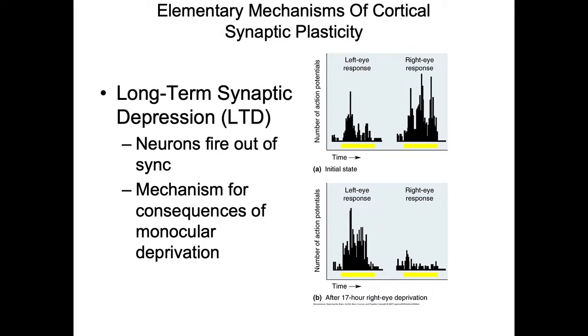But this is in adulthood. This is when everything's set up. It's after the critical period. And what they did in this case is that they monitored the activity of these visual cortex neurons, the number of action potentials from the left eye and from the right eye. And then they did 17 hours of right eye deprivation. So not even a full day, just one eye. And then they tested to see how these neurons would fire.